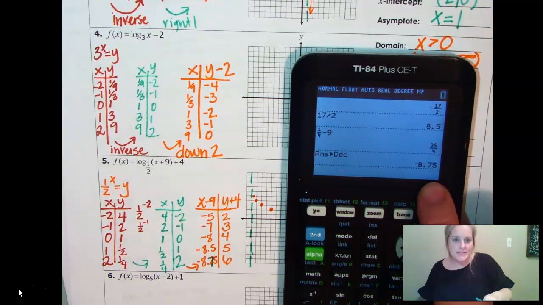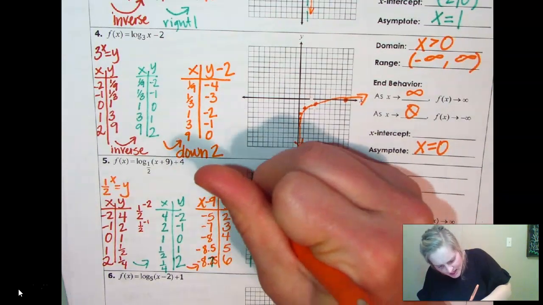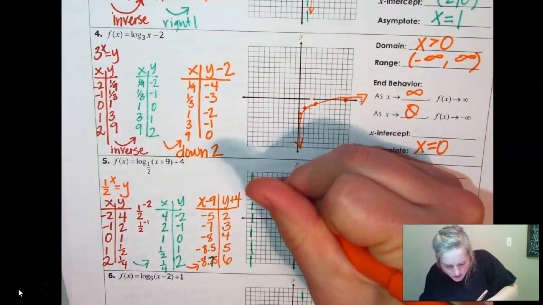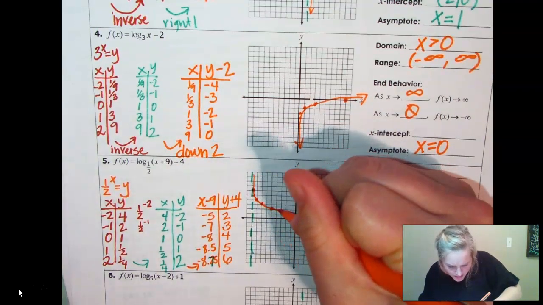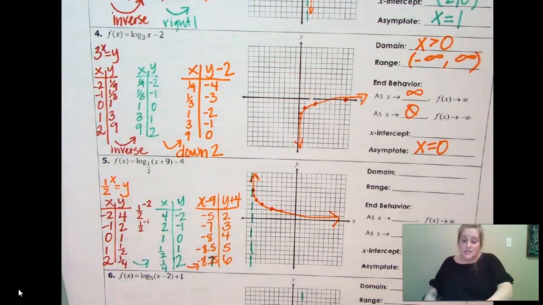Negative 8.75. Sorry, I'm dumb. So that would be closer. I was thinking it's got to get closer to negative 9, so that's why I was confused. So here's my asymptote. It's going to make it curve, and this is going to continue to go in this direction. So this one's going down. Why?